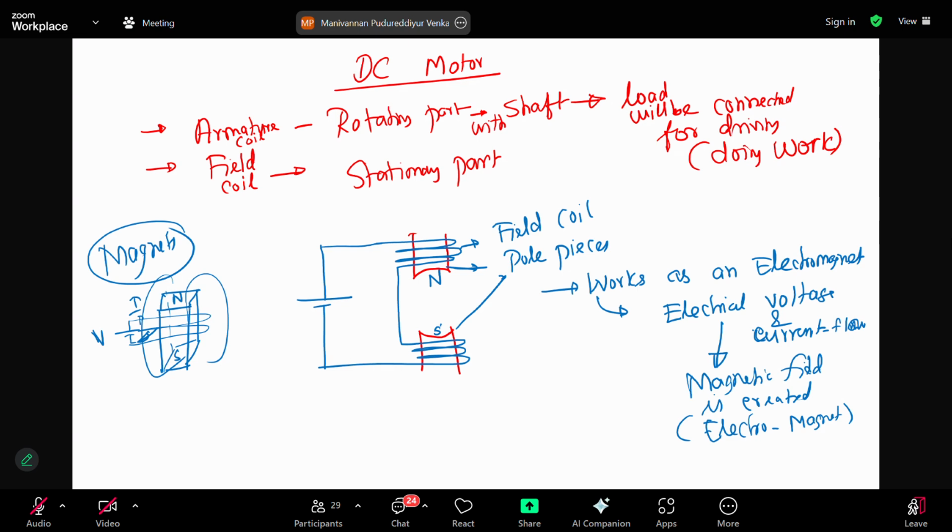So it has one coil called the field coil, which is stationary. That means this is stationary. It is not going to move.